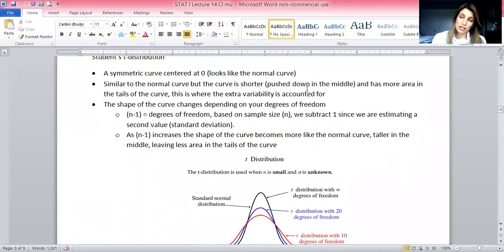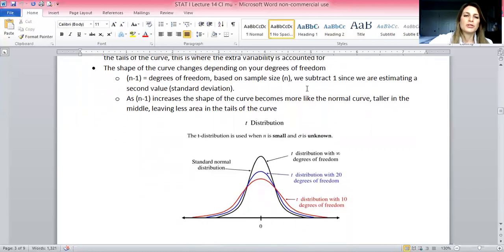The curve does change shape. This curve depends on my confidence level, and it also depends on what we call degrees of freedom. Degrees of freedom is just n minus 1. We've already seen this when we calculated the sample standard deviation way back in, I think, chapter 3. N minus 1 is called degrees of freedom, and we subtract 1 because we have a second value that we're estimating, the standard deviation.